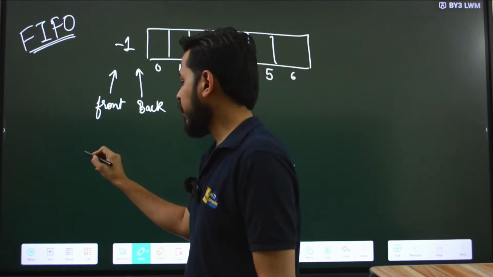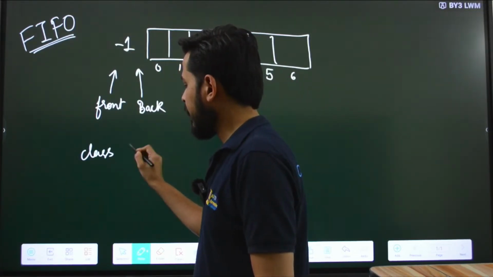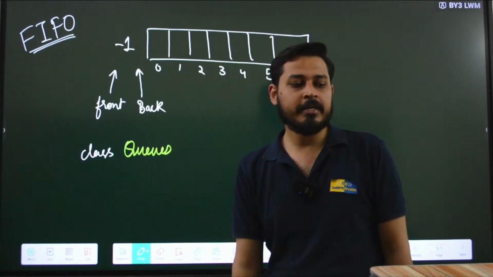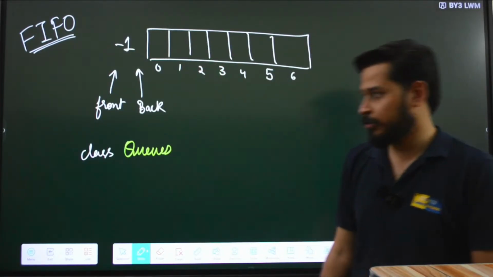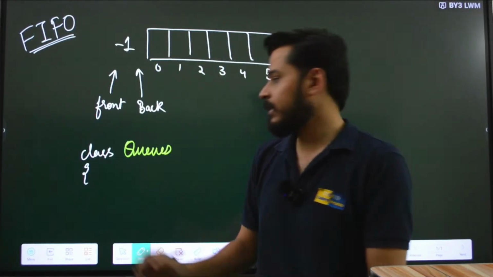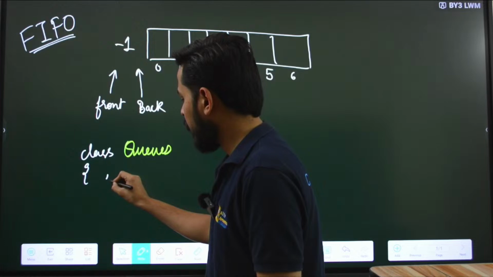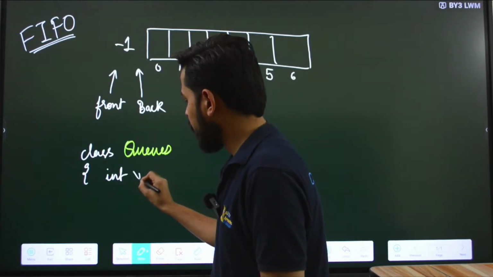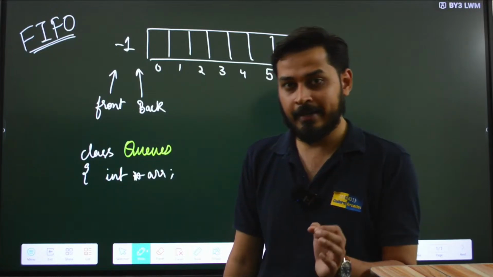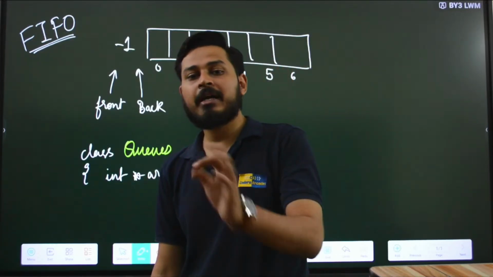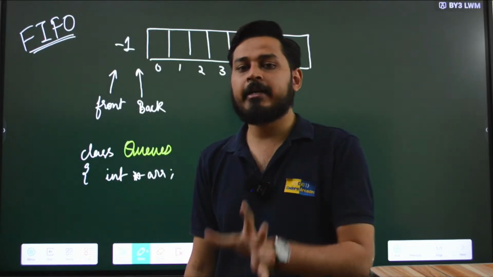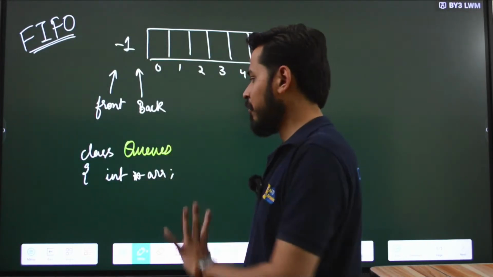We can create a class called queues, and inside this class I can say we have an int star ARR. This is a pointer which will be representing the array. Later on I am going to dynamically allocate the memory just like how we did it in the stack data structure, and then we will be implementing that here.